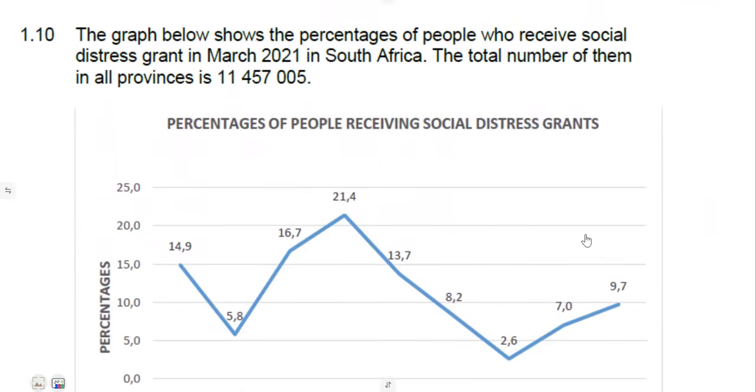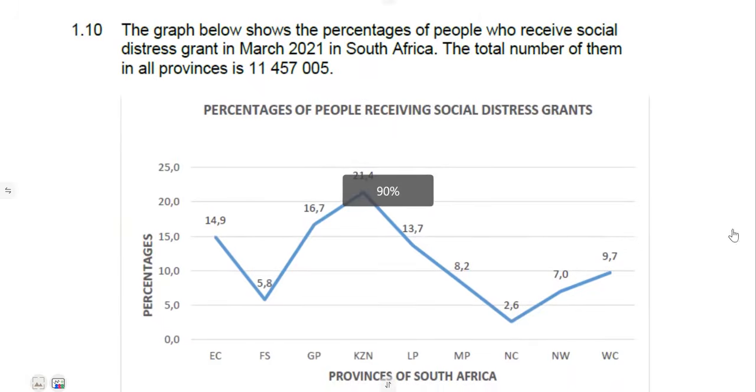1.10. The graph below shows percentages. These are percentages of people, out of 100%. Remember, percentage, there is this sign. Where there's a percentage, to get rid of that, we must divide by 100. Remember the concept.